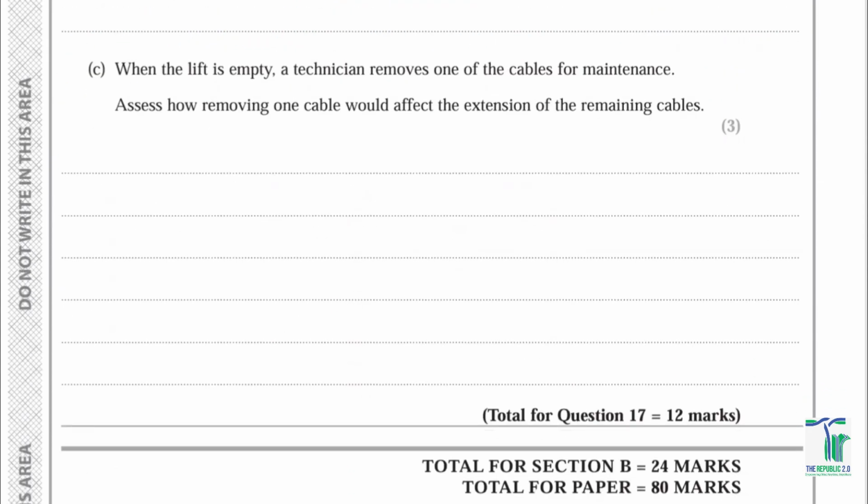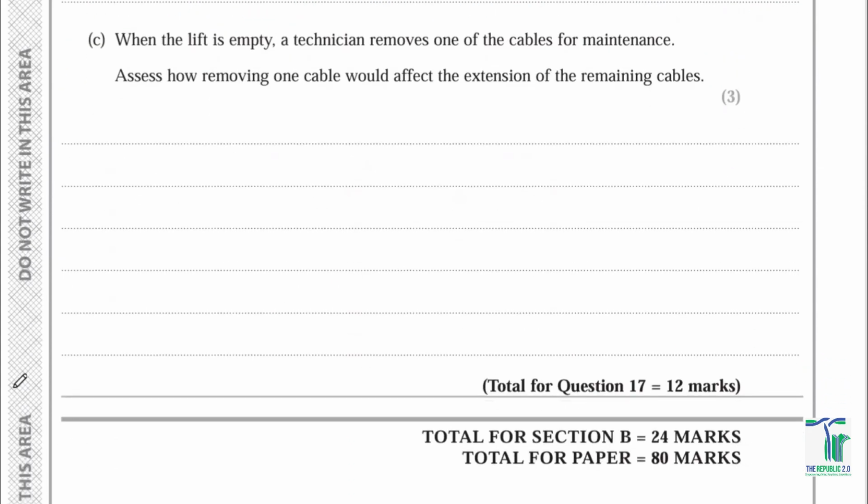Now, when the lift is empty, a technician removes one of the cables for maintenance. Assess how removing one cable would affect the extension of the remaining cables. Well, that is for sure. If you're going to remove one cable, what does that mean? The tension, the upward force, or the downward force acting on the cables would increase. So tension would increase.